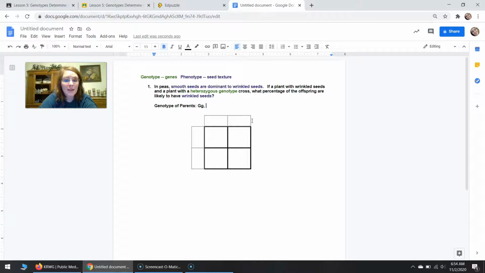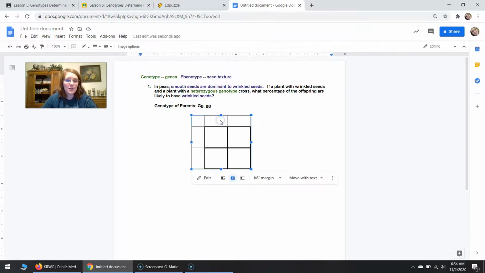So the homozygous recessive trait here, there are only two options for seeds, right? Wrinkled or smooth. Smooth is dominant, so that's going to be big G. In order to have little g seeds, you have to have two genes for little g. So the other parent, the one with wrinkled seeds, is going to be little g, little g. Okay, so you have to figure out the genotypes of the parents before you can move on.